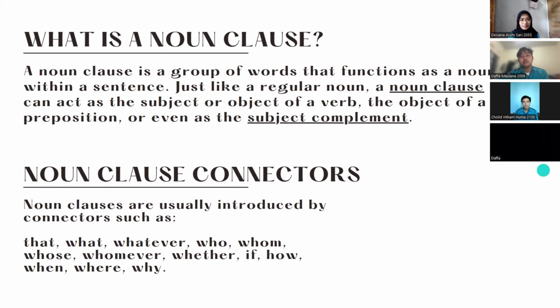Here we want to explain the material of noun clauses. So what is a noun clause? A noun clause is a group of words that functions as a noun within a sentence, just like a regular noun. A noun clause can act as the subject or object of a verb, the object of a preposition, or even as the subject complement. Noun clause connectors: noun clauses are usually introduced by connectors such as that, what, whatever, who, whom, whose, whomever, whether, if, how, when, where, why.